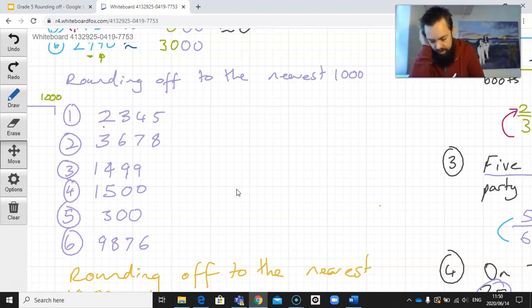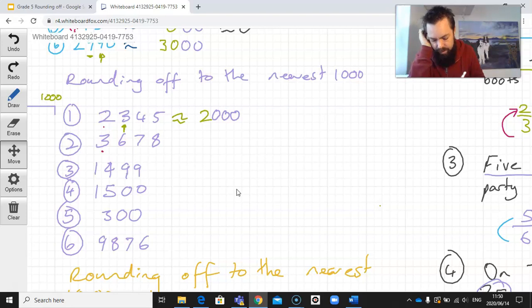So we find our thousands column. We have a look across at the hundreds column, the one to the right. 3 is going to go down because it stays the same, so my 2 remains unchanged, and everything else is 0.